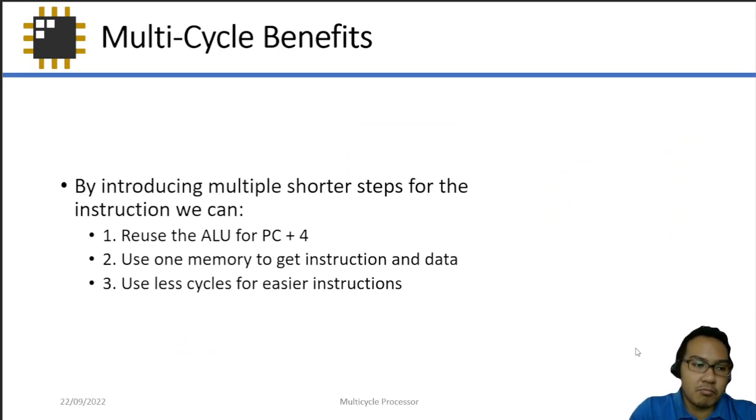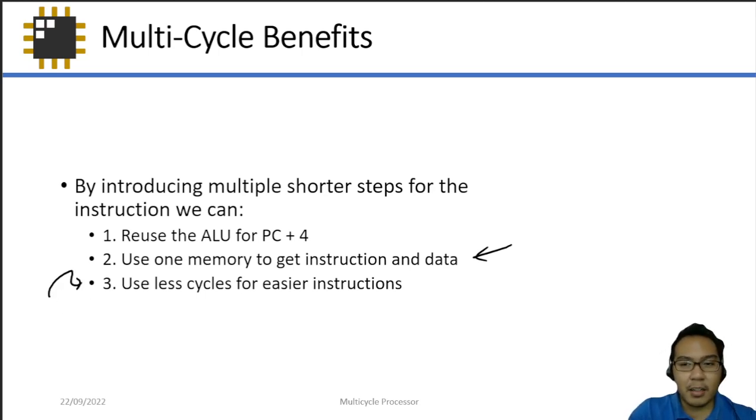Now, this is why we have a motivation to try to make the multi-cycle computer. So by introducing multiple shorter steps in the calculation process associated with executing an instruction, we can one, reuse the ALU for PC plus 4. We can use one memory to get both the instruction and data. Just a disclaimer, we didn't do this either. And also, we can use fewer cycles for easier instructions.